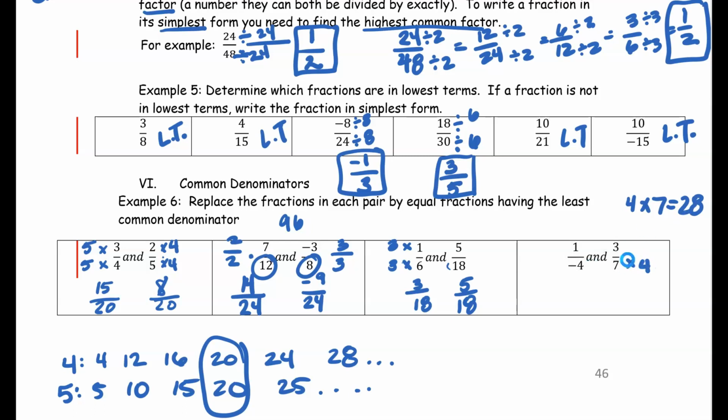So I'm going to multiply 7 by 4 and 3 by 4, and then I'm going to multiply this fraction by 7. So 7 times 4 is 28. 3 times 4 is 12. Negative 4 times 7 is negative 28, and then 7 times 1 is 7. And actually I missed that. If we want a common denominator, we also need to make sure the signs are the same. So negative 28 and 28 are not the same. So I actually have to multiply this by negative 4 and negative 4. So this is negative 12 and negative 28 there.